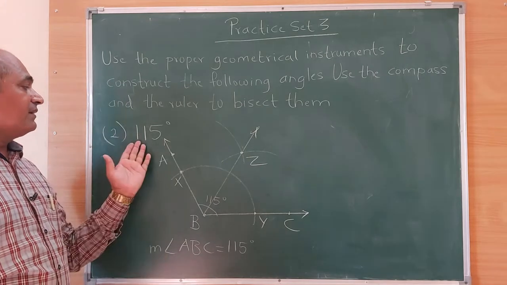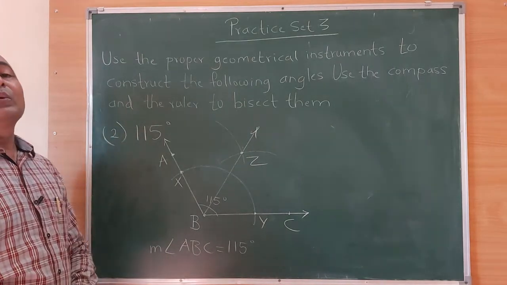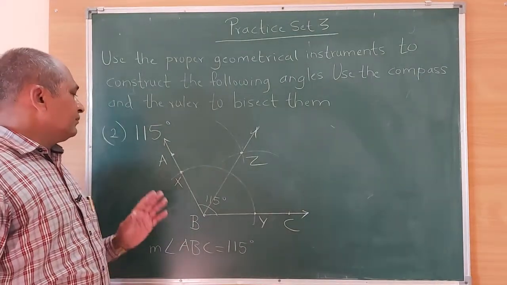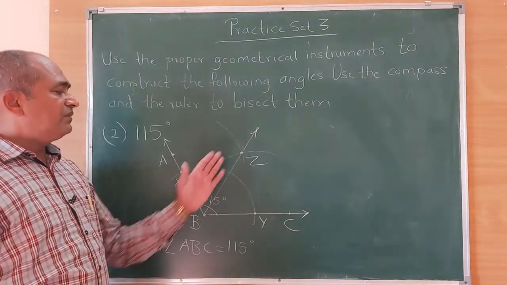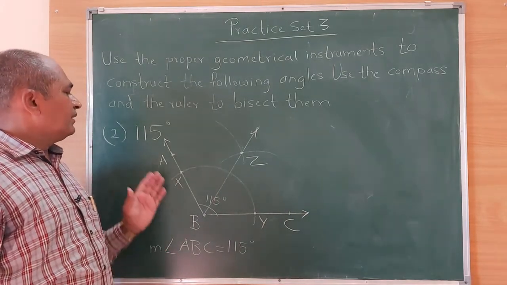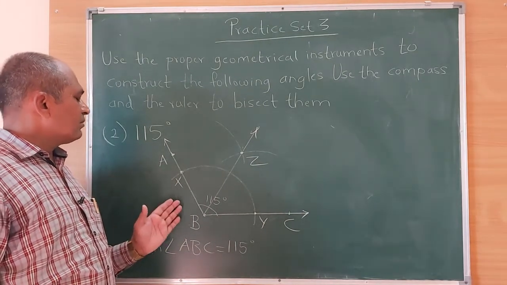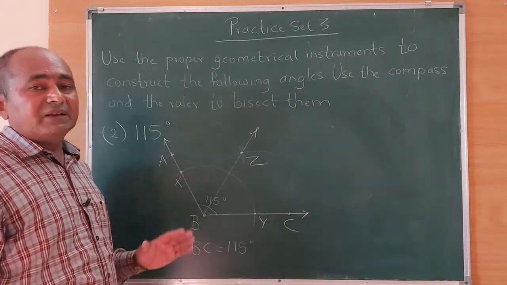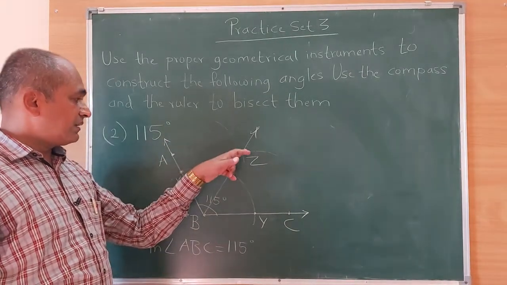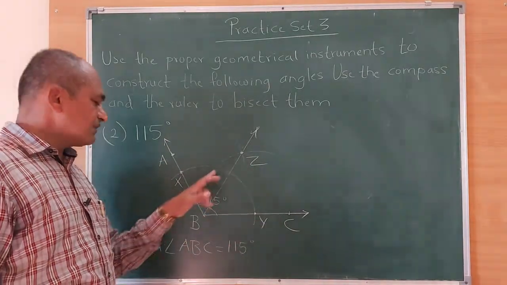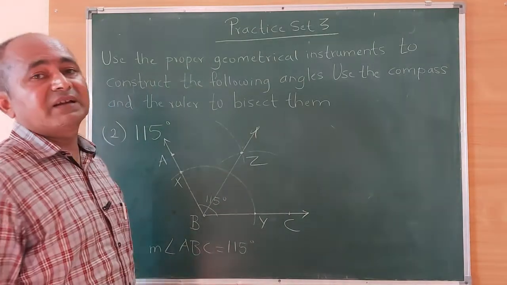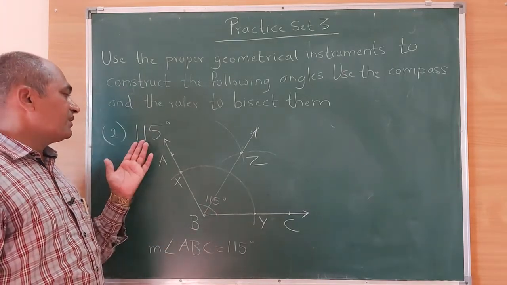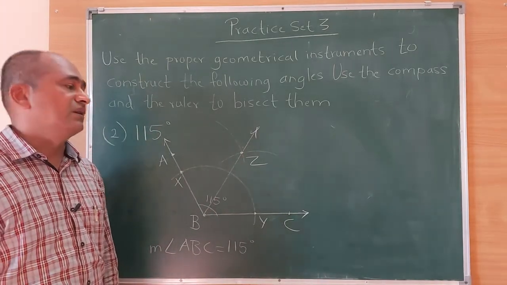You can also verify by using a protractor whether these two angles are equal in measure or not, and they should be exactly half of 115 degrees. So the measure of angle ABZ should be half of 115, that is 57 and a half degrees, and angle ZBC also should measure 57 and a half degrees. If you add 57 and a half and 57 and a half, you get 115 degrees.